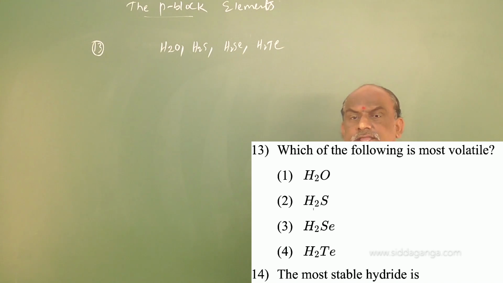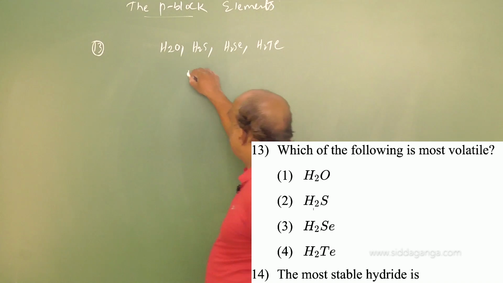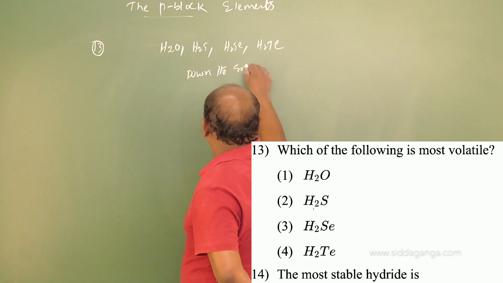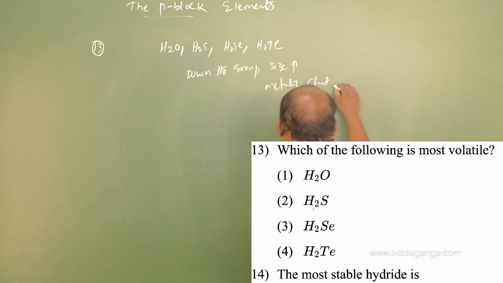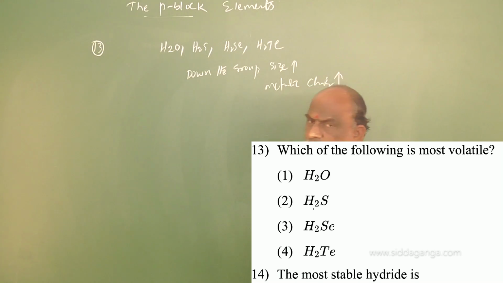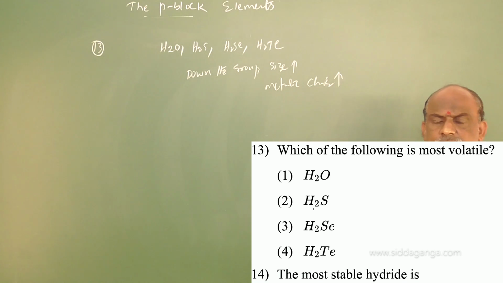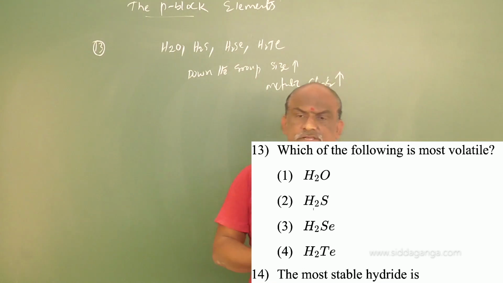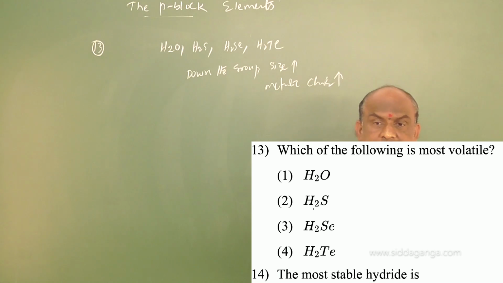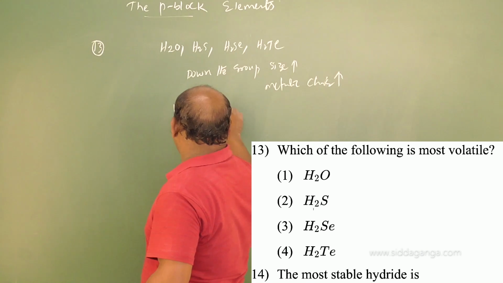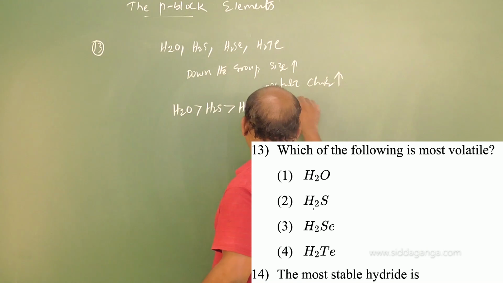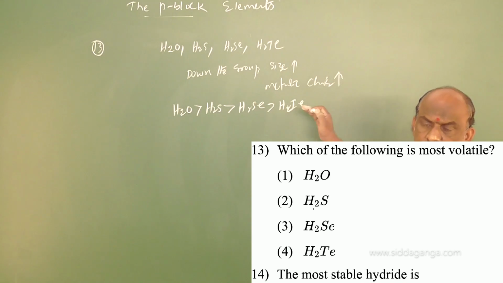These are the 16th group hydrides. Down the group size increases, metallic character increases. So the volatile character decreases down the group actually. But in example number 1, what we are expecting is the order H2O greater than H2S greater than H2Se greater than H2Te. This is the order for volatile nature.